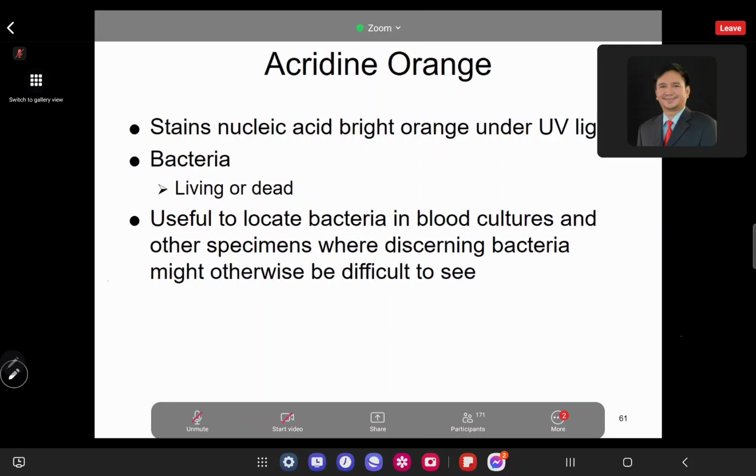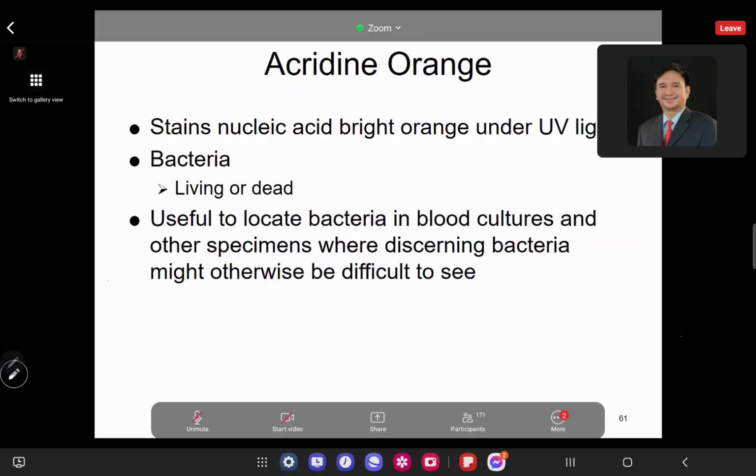So your acridine orange is also a fluorescent dye. Instead of binding with mycolic acid, your acridine orange will stain your nucleic acids. And what would be the color? Bright orange under ultraviolet light. And this could detect the presence of viable as well as dead bacteria. Again, the principle is based on staining the nucleic acid of either a viable or living as well as your dead bacteria.